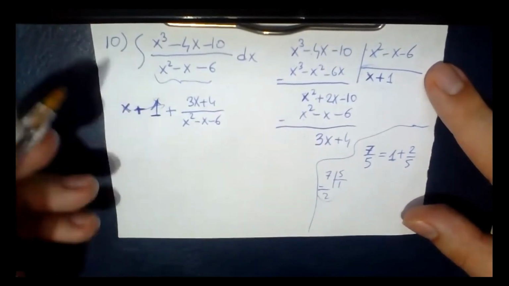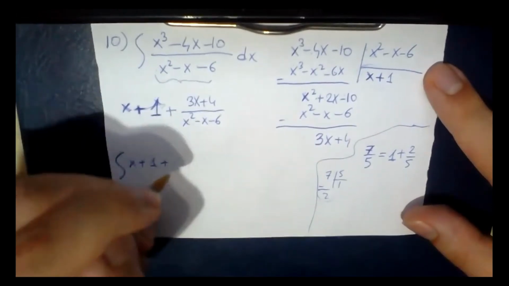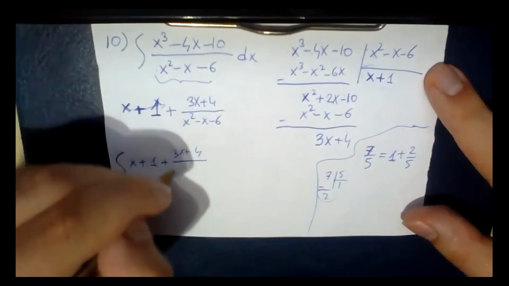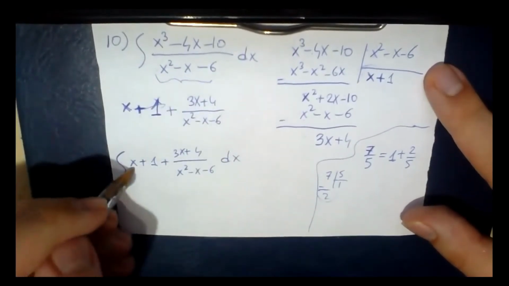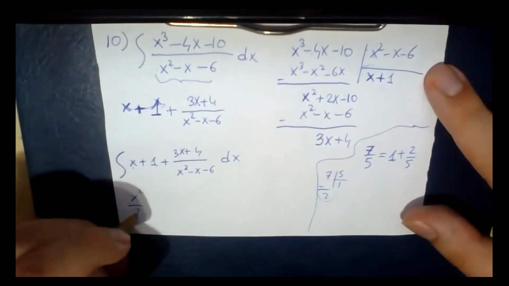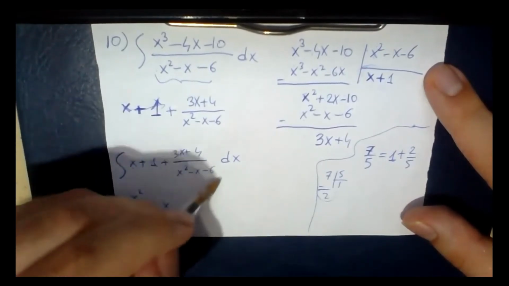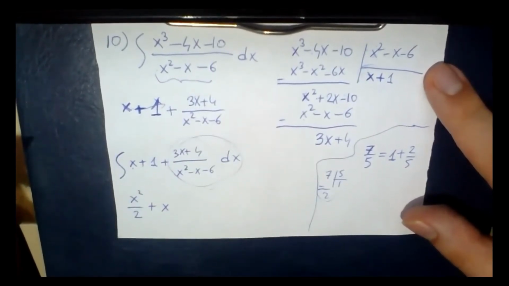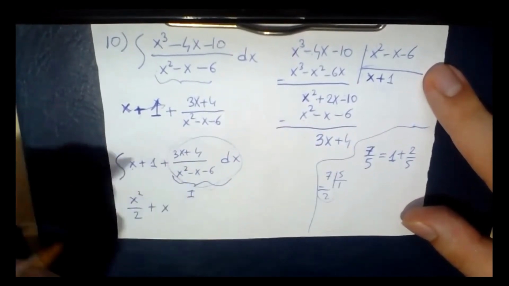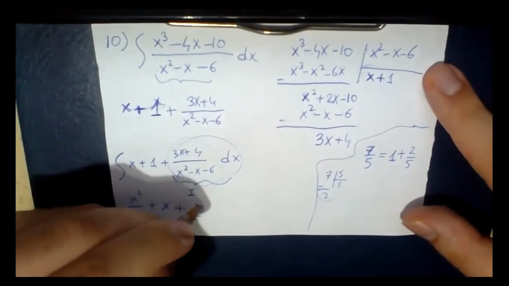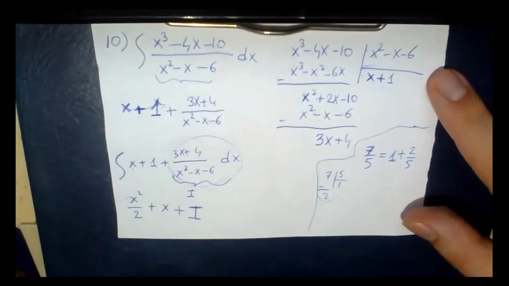It was the same idea, but instead of classical numbers, we are using polynomials. So this integral will be equal to the integral of x plus 1 plus (3x plus 4) over (x squared minus x minus 6) dx. Integral of x is x squared over 2. Integral of 1 is x. And what about this integral? Let's call this part integral I. So the result will be x squared over 2 plus x plus this integral.